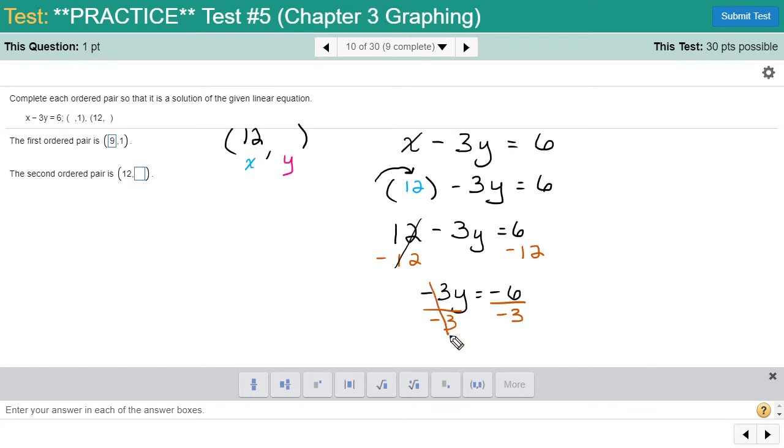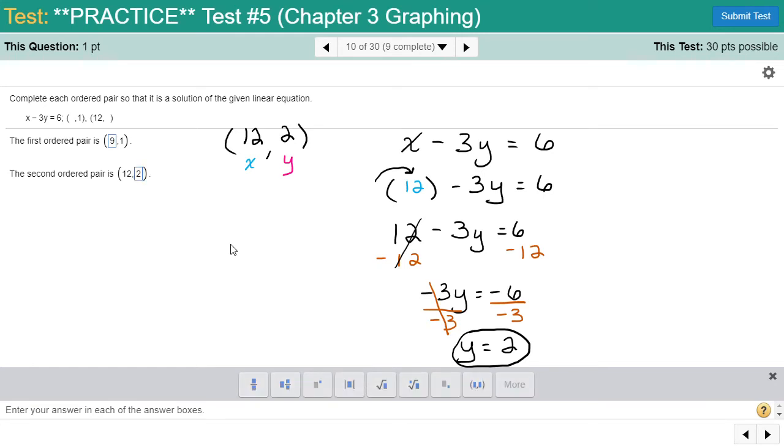So negative 3 divided by negative 3 is gone. So the only thing we have now on the left-hand side is y equals, and here on the right-hand side, negative 6 divided by negative 3 is going to be positive 2. We know a negative divided by a negative always yields a positive, and so in this case, when we complete the ordered pair, we end up with 12, comma 2. And there we have it.